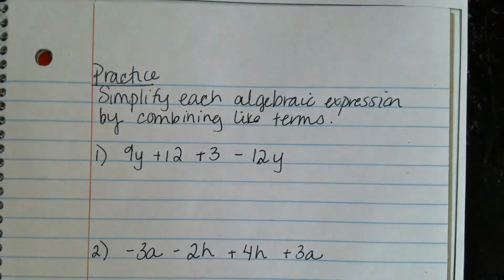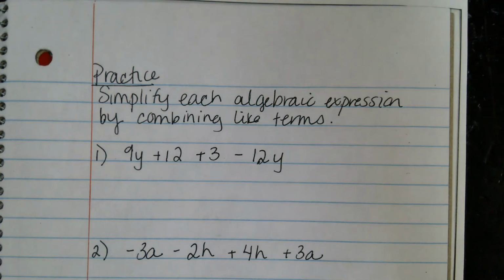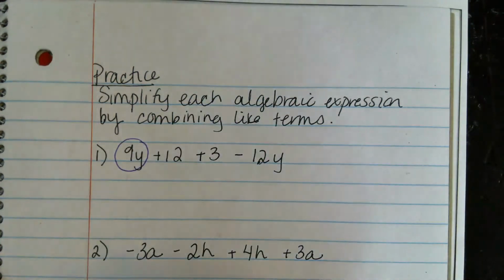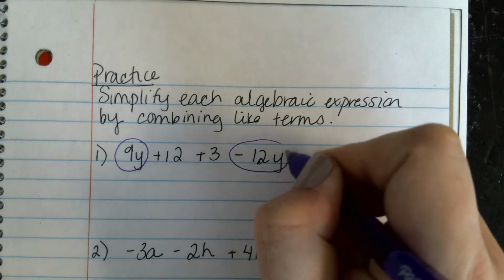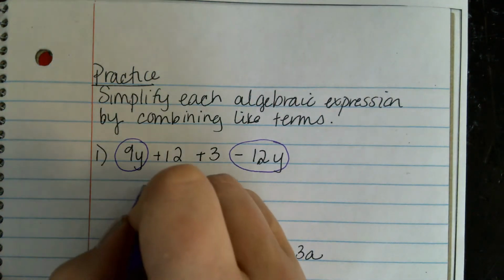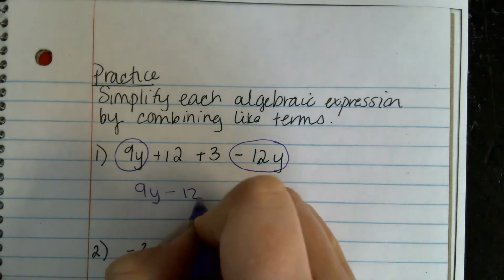Now, if you don't have any colors available, you could also use different shapes, and I'm actually going to do that on this first problem. So here I've got 9y plus 12 plus 3 minus 12y. I'm going to begin by circling the things that have a variable, and in this case my y's do. So I'm going to put a circle around my 9y, and I'm going to put a circle around my negative 12y. And I am going to write that down. So I'm going to go 9y minus 12y.